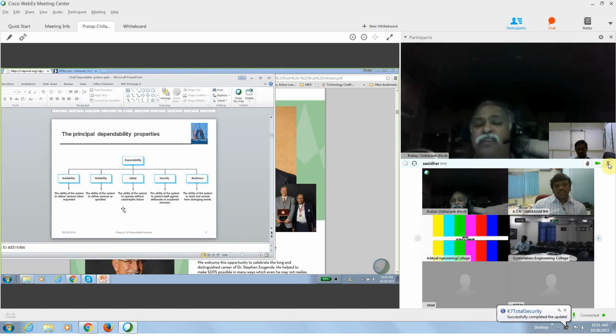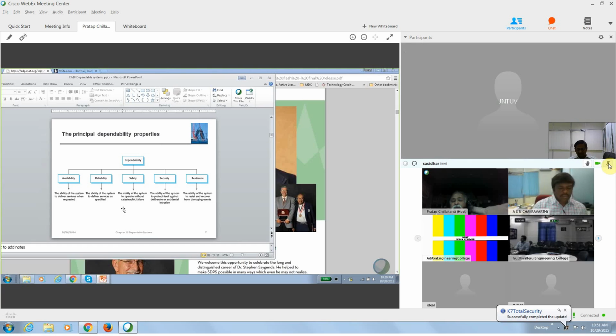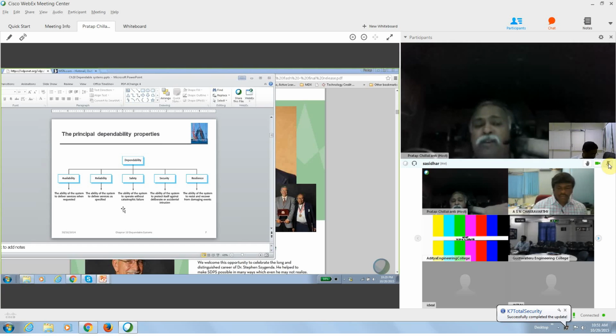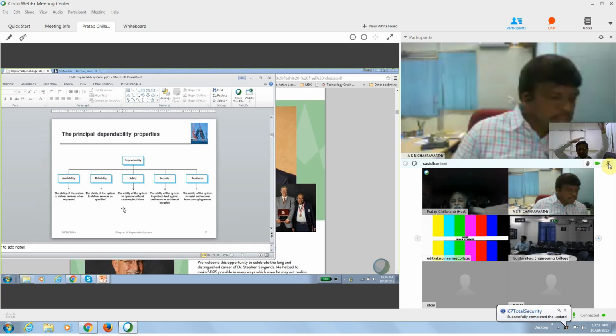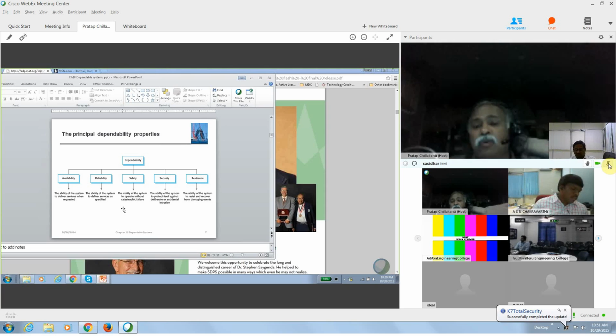That could be one example of the system not being available correctly. That can also be looked at from a reliability perspective, because reliability talks about the ability of the system to perform accurately what it is supposed to perform.